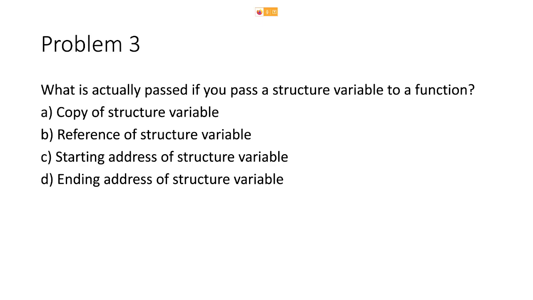So problem 3, what is actually passed if you pass a structure variable to a function? Just to clarify the question, if you declare a function and one of the parameters or arguments to that function is a structure variable, then what is actually passed? Options are A, copy of structure variable, B is reference of structure variable, C is starting address of structure variable, and D is the ending address of structure variable.